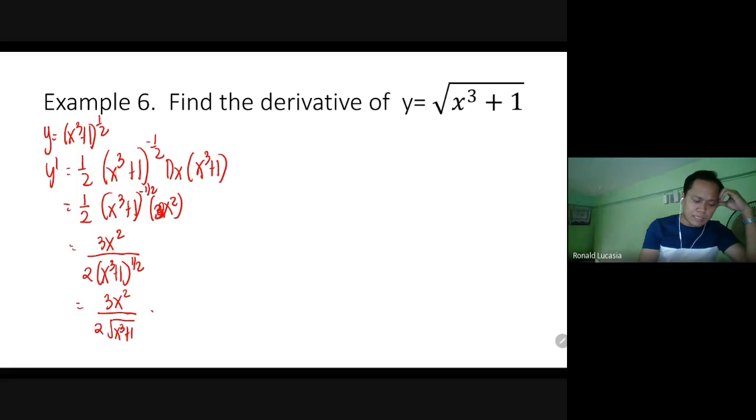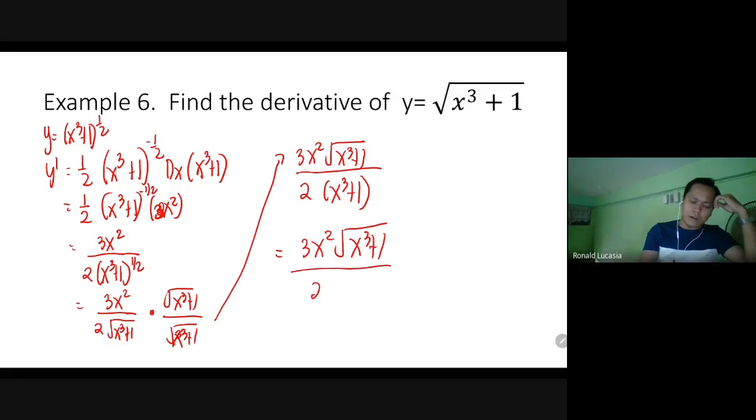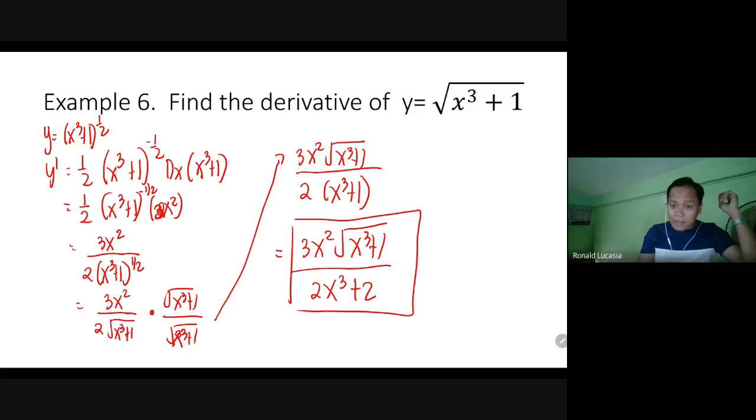So when you rationalize it, you multiply both the numerator and the denominator by the square root of x cubed plus 1. So this will be square root of x cubed plus 1 over the square root of x cubed plus 1, which is equal to 3x squared square root of x cubed plus 1 over 2(x cubed plus 1). So the final answer will be 3x squared square root of x cubed plus 1 over 2x cubed plus 2.